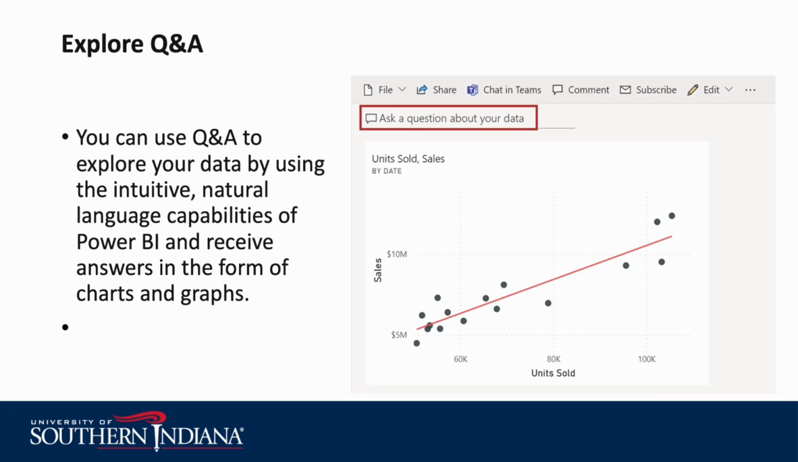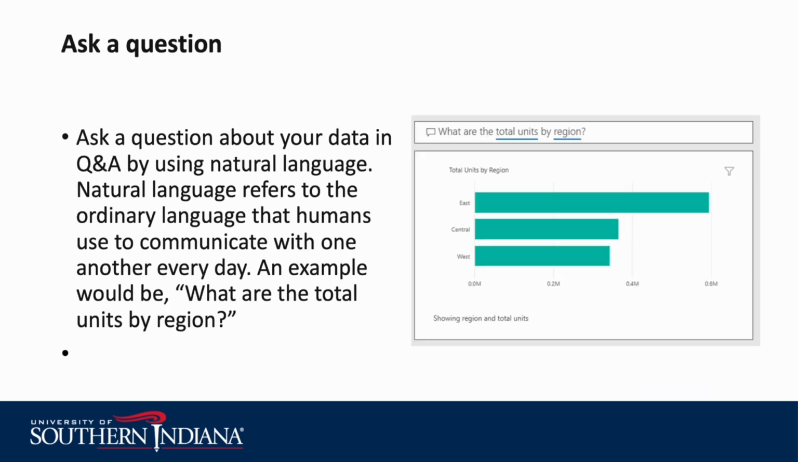Power BI includes a Q&A feature allowing you to explore your data using natural language queries. You can type a question in plain English and Power BI will generate the best visualization to answer it. The slide image shows the Q&A question box at the top of a dashboard. Type a question about your data in the Q&A box. For example, what are the total units by region? Power BI interprets the question and selects an appropriate visual. The screenshot highlights a typed question and the suggested visual type.